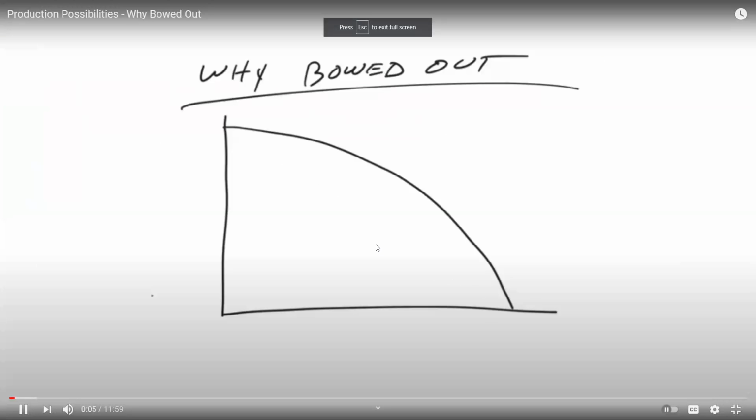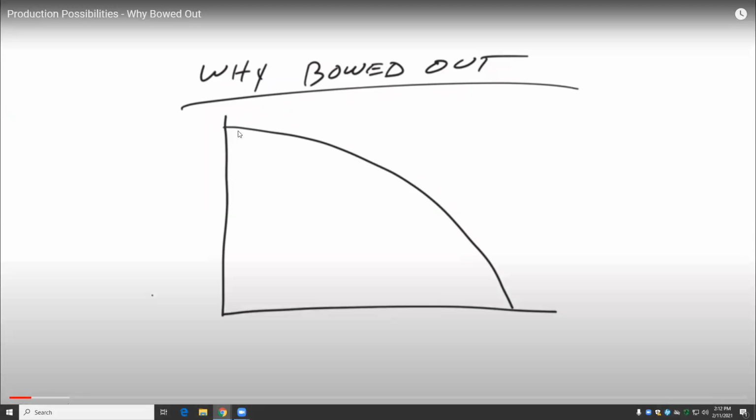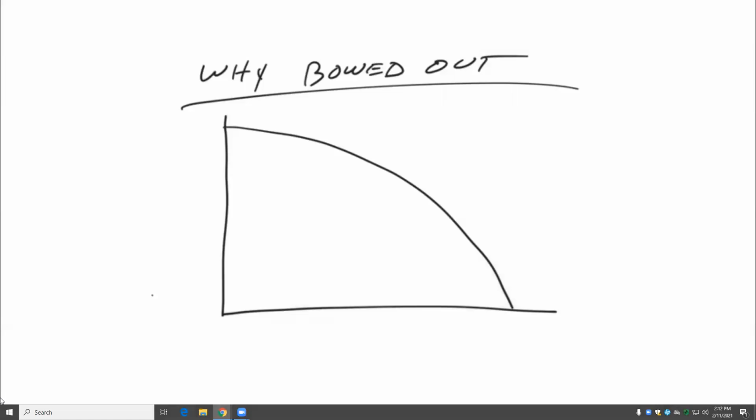Now we're going to talk about why the production possibilities curve is bowed out. Why is it bowed out like that, instead of a straight line? Why do we do it that way? Well, because we are modeling, let's look back at all the things that we get a lot of mileage out of with this production possibilities curve model.